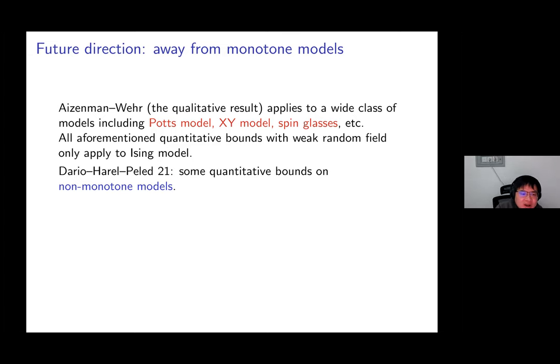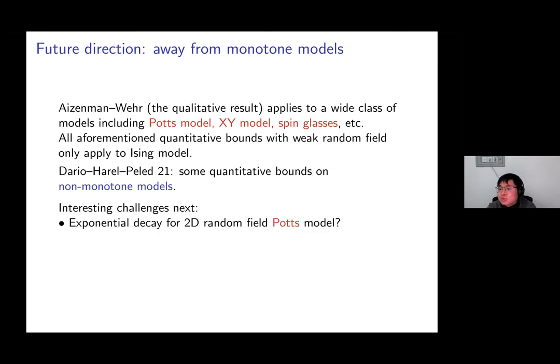In a recent work of Ariel Herron and Pellet, they derived some quantitative bounds on non-monotone models. Though I think it's fair to say their bounds seem to be still quite a bit away from what one would expect. So an interesting challenge next is, for instance, take the random field Potts model in two dimensions. Can we always prove there is exponential decay? Also, can we compute the exact scaling for the correlation length for the random field Potts model? I think one side is easy, but the other side used the monotonicity. I cannot quite remember which side is the side that used the monotonicity.